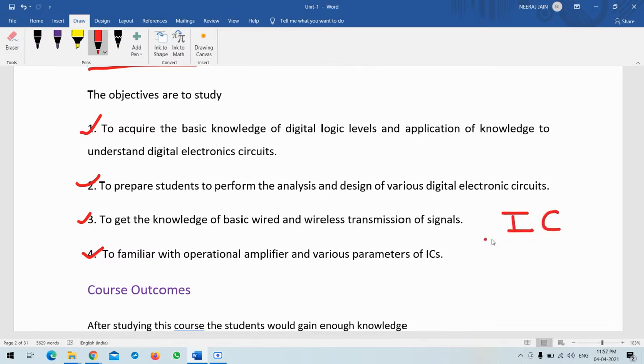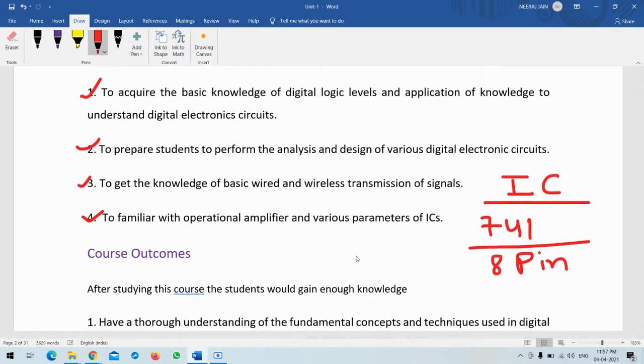The full form of IC is integrated circuit. And inside one IC there can be several components. Inside an IC we can put 800, 1000, 2000 components, and because of that the size of our circuit is reduced. So we will also study the basic idea of ICs and how different circuits are made with ICs. The simplest basic IC is the 741 IC. This is our most basic IC, which has 8 pins. So we will also study the basic IC and how different other circuits are made with the use of these ICs.